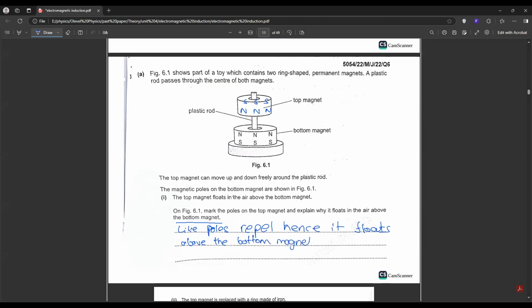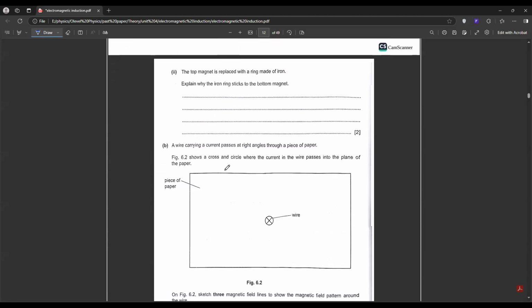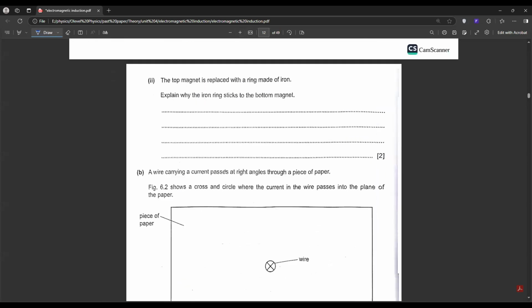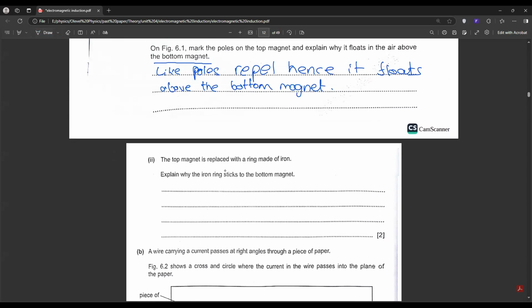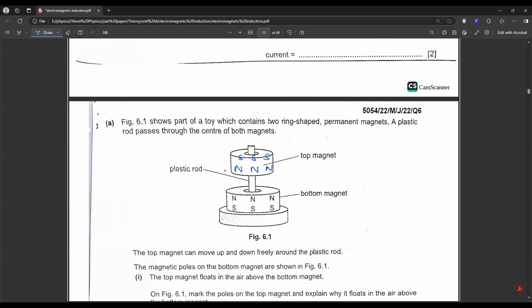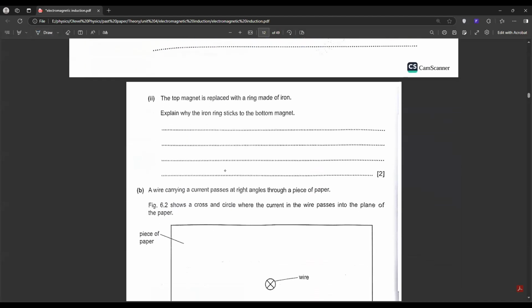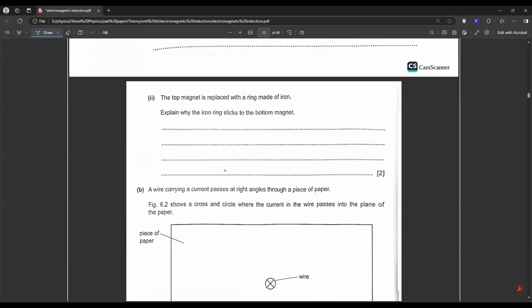Let's move on to the next part. The top magnet is replaced with a ring made of iron. Explain why the iron ring sticks to the bottom magnet. Now we have replaced the top magnet with what? We have replaced this top magnet with an iron ring. Why does the iron ring stick to the bottom magnet? Because iron is a temporary magnet.